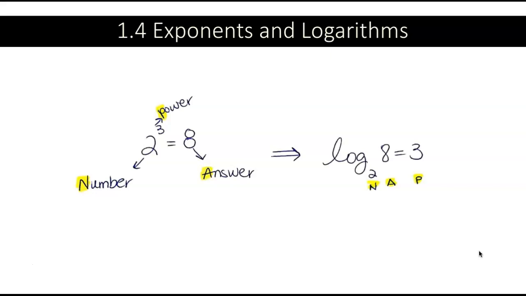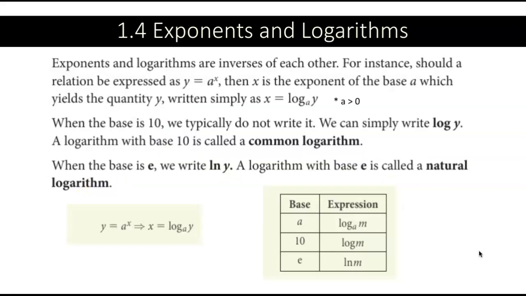When you rearrange this and write it from what's called exponential form, on the left-hand side because of the exponent, to what's called logarithmic form on the right-hand side, notice that the order becomes NAP. You take a nap on a log. So it's going to be number, answer, power. And the way you read this is the log base 2 of 8 equals 3. So the base, which is your number, is little, it's small, and then the answer is normal size, and so is the power. So let's go back to the previous slide.